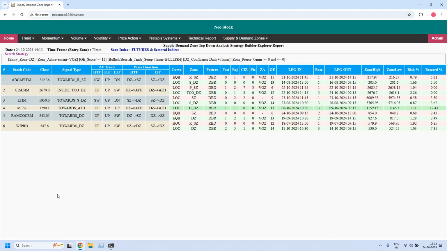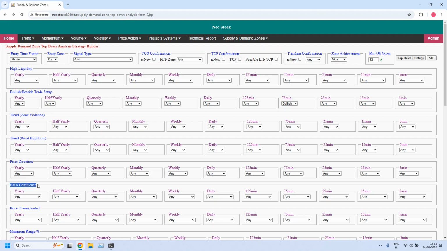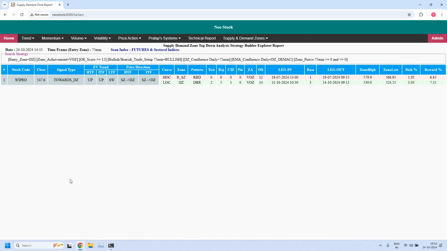6 stocks are filtered. In all these 6 stocks, the 75 minutes demand zones are part of the daily demand zone. And the daily demand zone, that is the ITF zone, trend is uptrend. Let's verify if any of these 6 stocks are having a daily demand zone with daily EMA confluence, because the 75 minutes zone is part of the daily zone and the daily demand zone is having daily EMA confluence. They are more high probability setup stocks. So in the daily time frame, daily demand zone with daily EMA confluence, because the 75 minute zone is part of this daily zone. One stock is filtered, so it is a high probability supported demand zone.